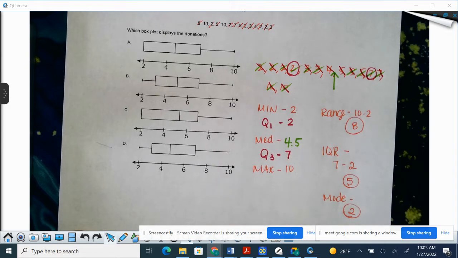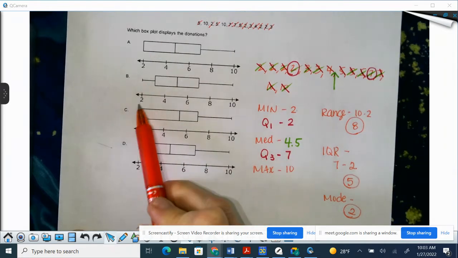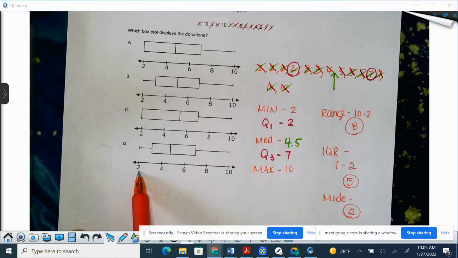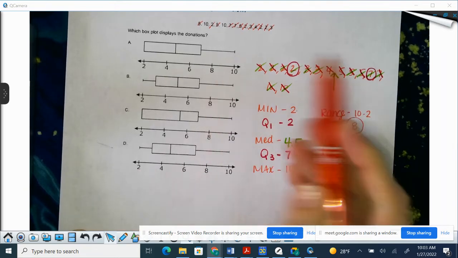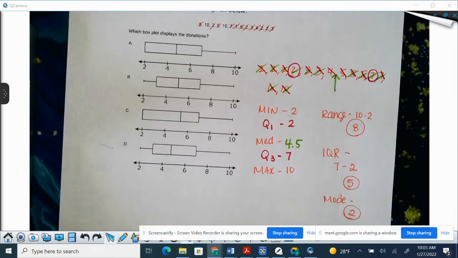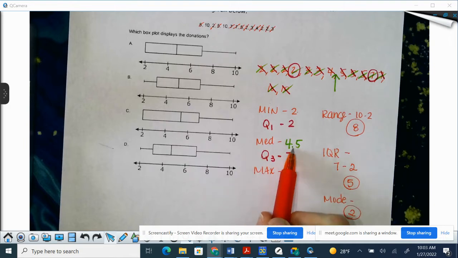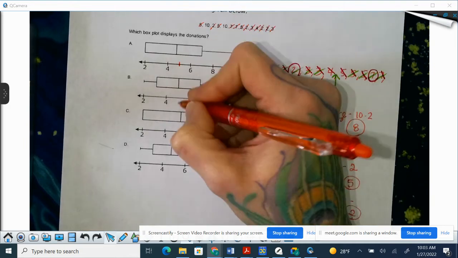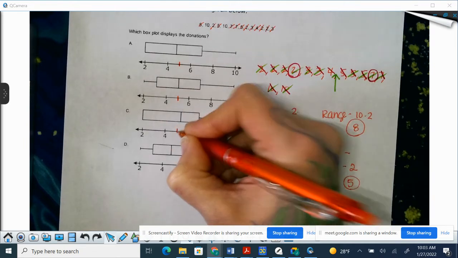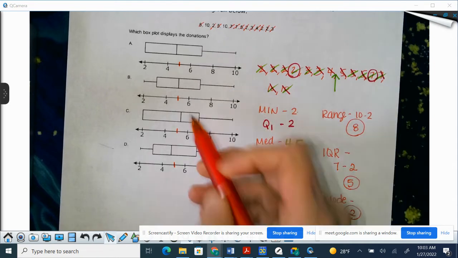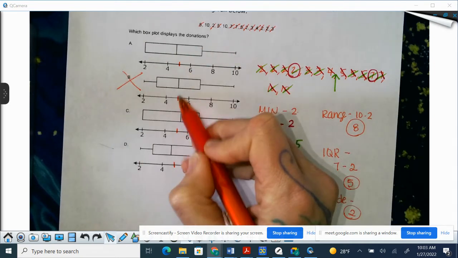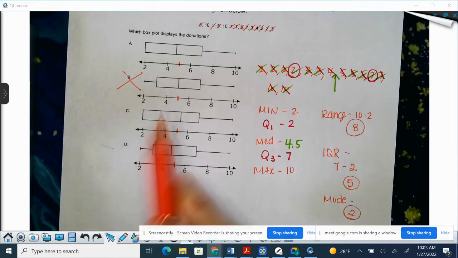So we're going to look for one of these graphs needs to start at 2. They all start at 2. Needs to end at 10. They all end at 10. So min and max don't help us much. Our median needs to be at 4.5. So these are counting by 2. So this is my 5 mark, my 5 mark, 5 mark, 5 mark. So B we can cross out because our median is at 5. So now we're down to A, C, and D.